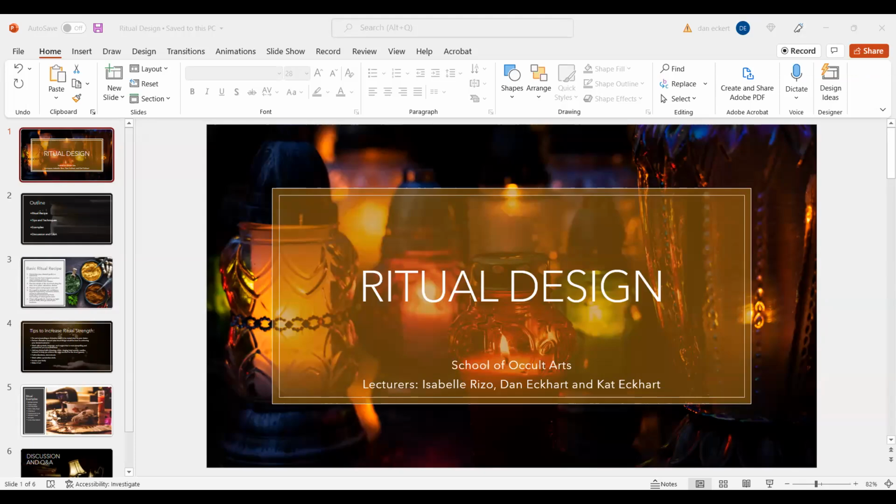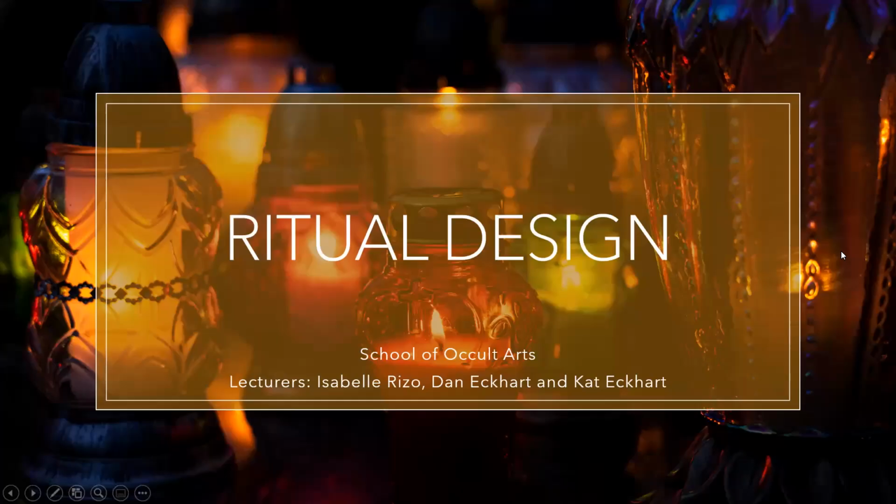Okay, so this class is something that I think is relevant for almost every magical path. I can't really think of one that does not include ritual, because it is so essential to what magic is. And we'll be talking about the distinction between that and magic and spells later tonight.